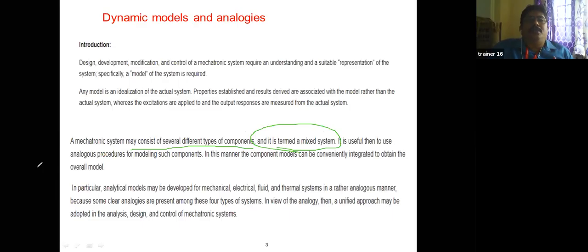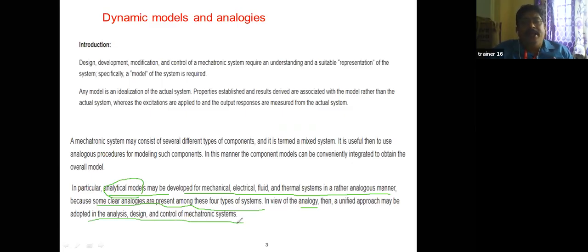If you observe, see here. Then in particular the analytical models, some models are there. I will discuss in the next slide. So here the analytical models, we developed for mechanical, electrical, fluid and thermal systems in a rather analogous manner, because some clear analogies are present among these four types of systems. In view of the analogy, a unified approach may be adopted in the analysis, design, and control of mechatronics.